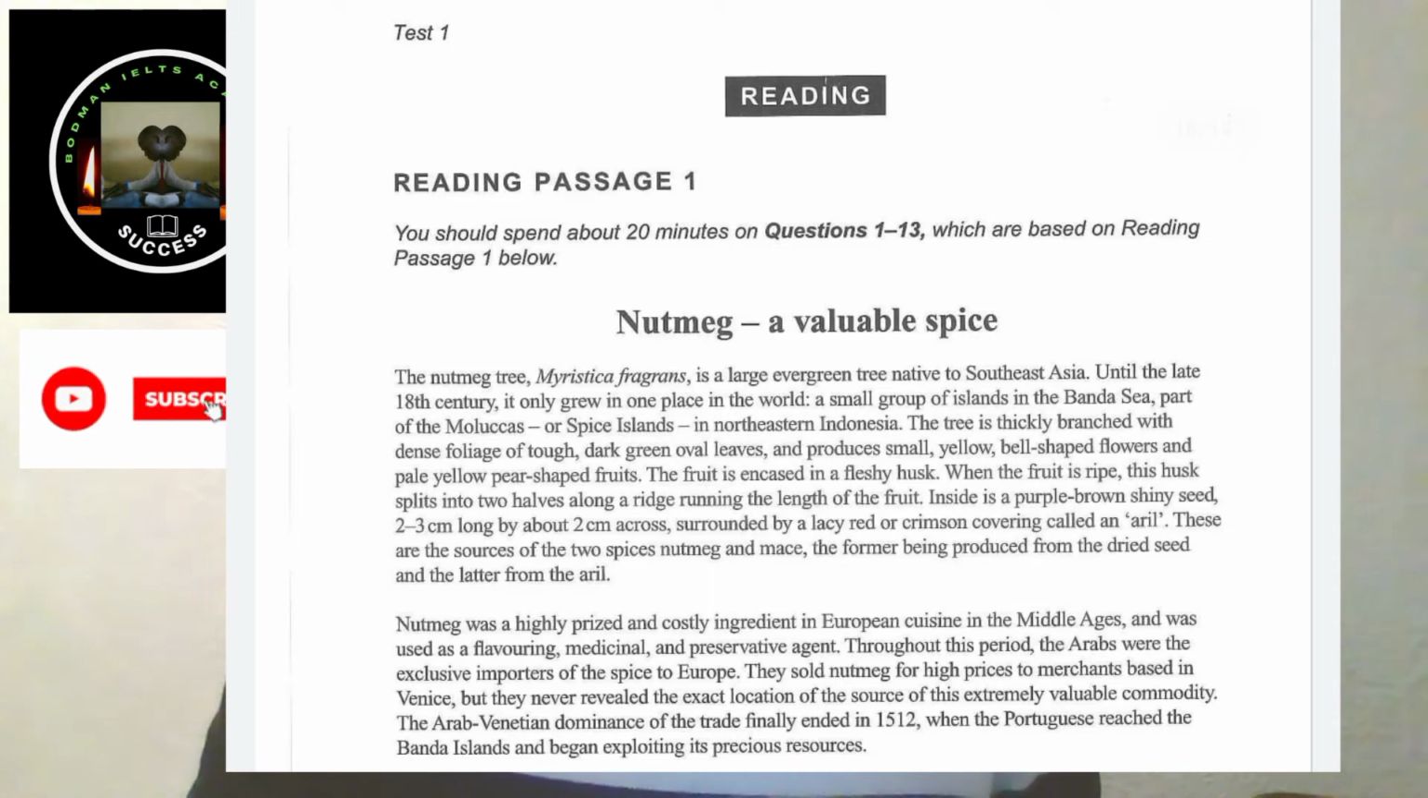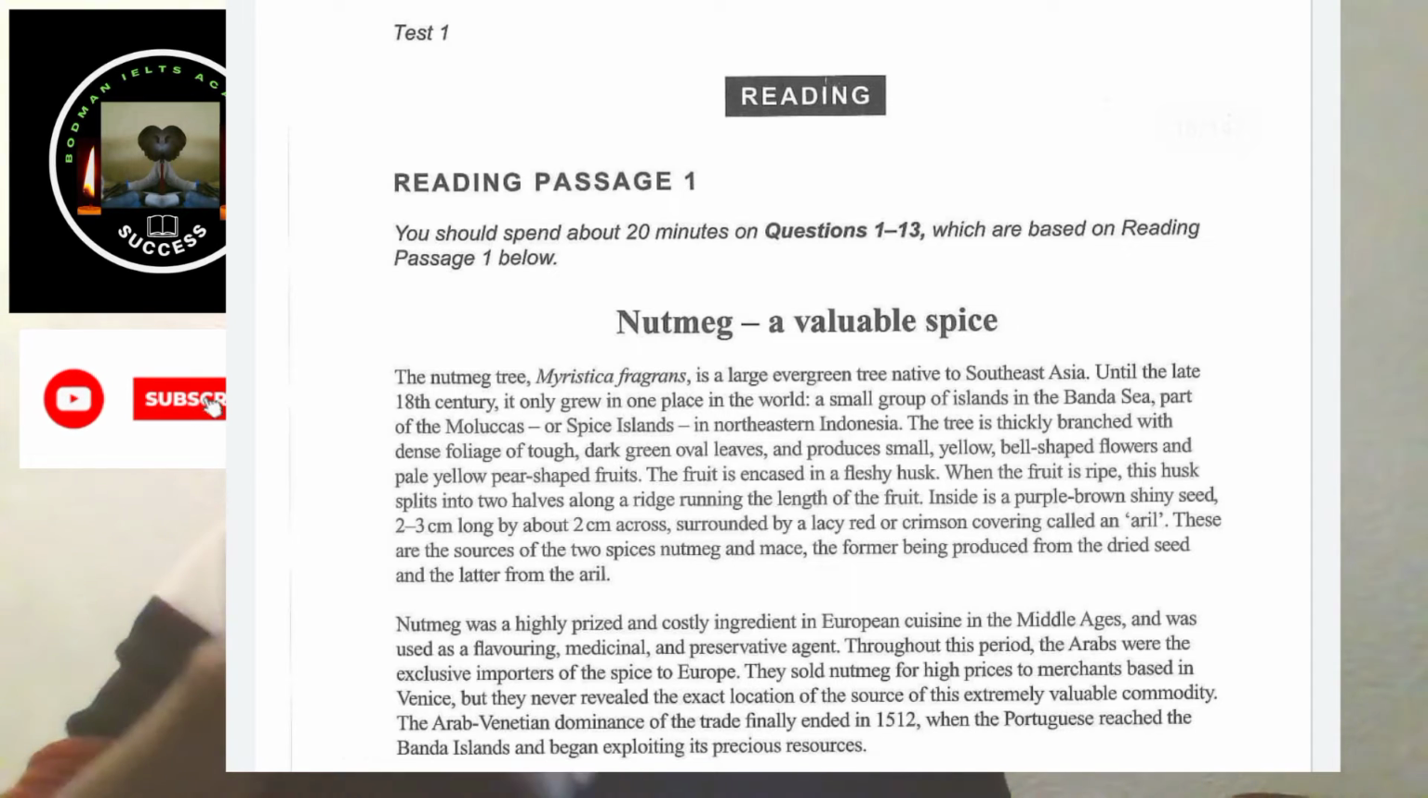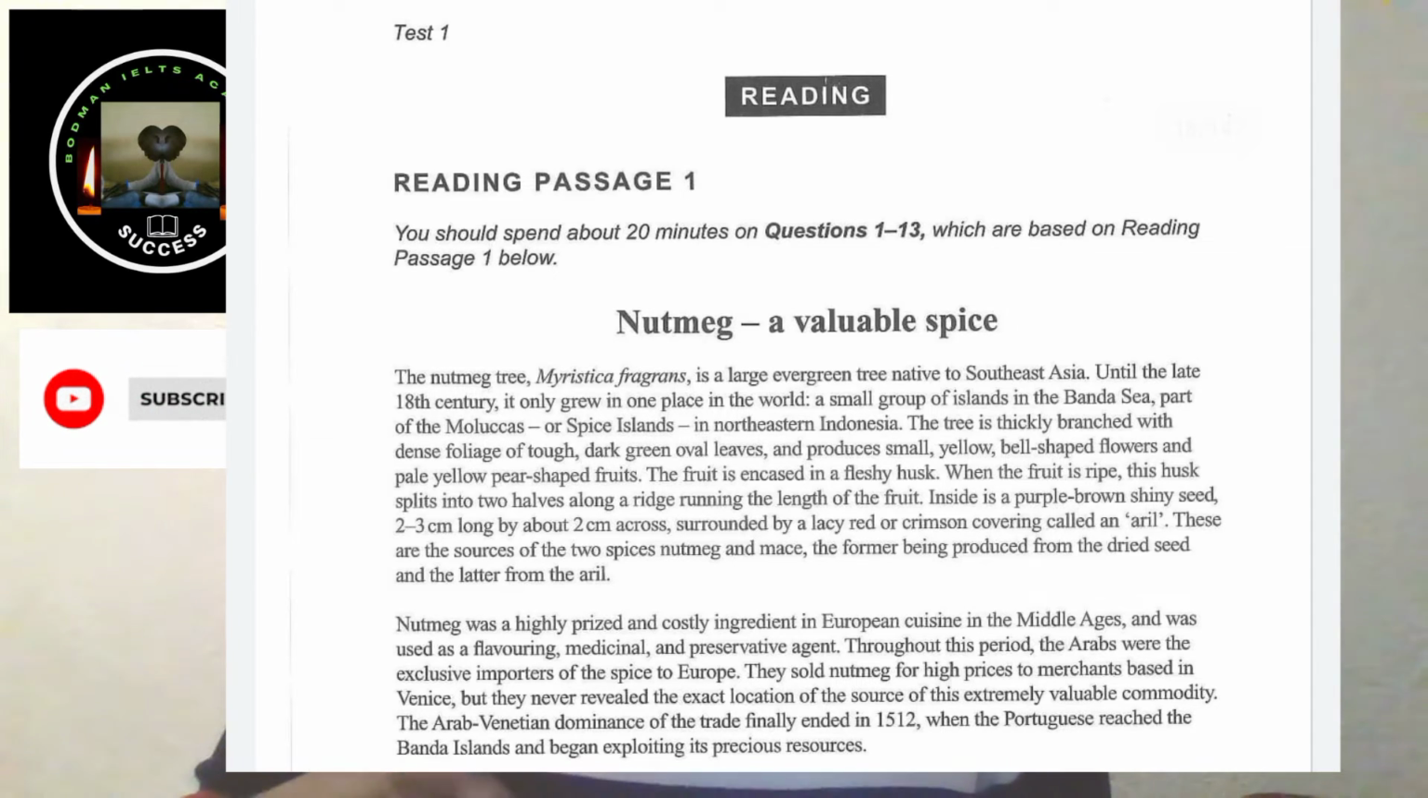So if I start from the leaf, produce small yellow bell-shaped flower and yellow pear-shaped fruit. The fruit is encased in a fleshy husk. When the fruit is ripe, this husk splits into. As you can see, that place is talking about what the question says. Let us now calm down and read it. That is focused reading. Will this passage say, something surrounds the fruit and breaks open when the fruit is ripe? Let us read it.